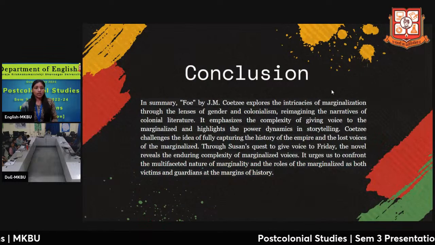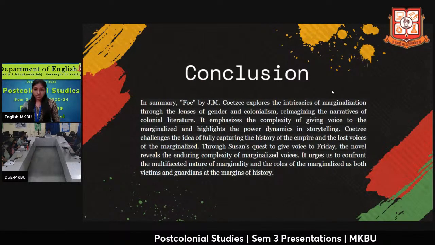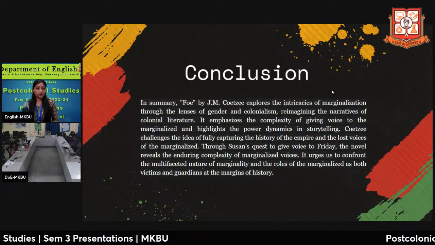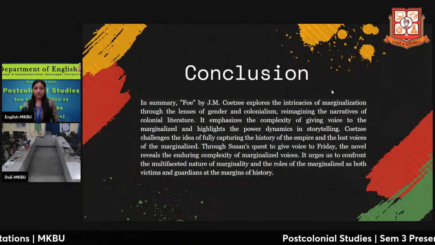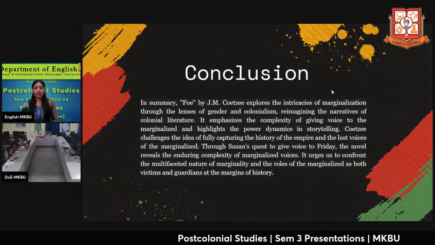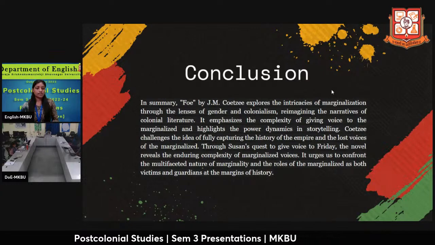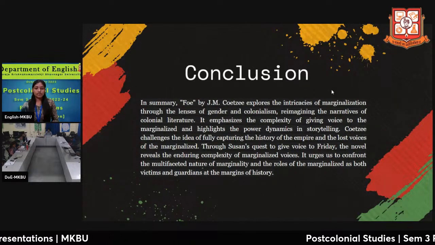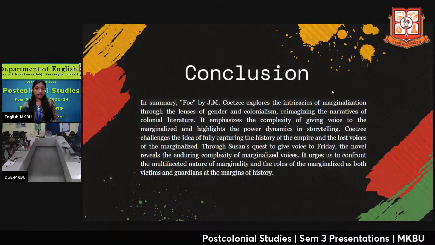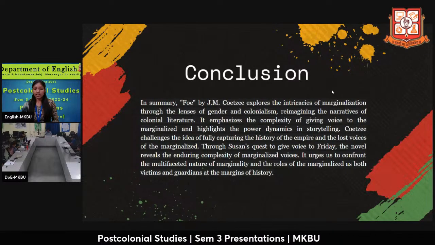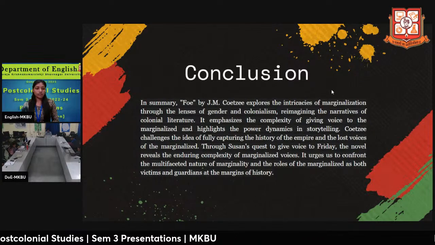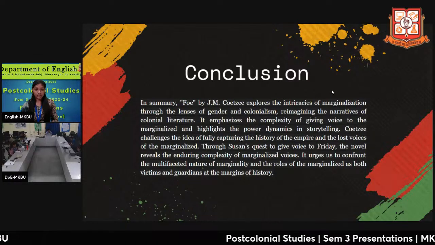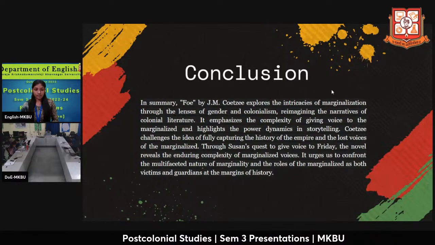So, in conclusion, Foe by J. M. Coetzee explored the intricacies of marginalization through the lenses of gender and colonialism, reimagining the narratives of colonial literature. It emphasized the complexity of giving voice to the marginalized and highlights the power dynamics in storytelling. Coetzee challenges the idea of fully capturing the history of the empire and the lost voices of the marginalized. Through Susan's quest to give voice to Friday, the novel reveals the enduring complexity of marginalized voice. It urges us to confront the multifaceted nature of marginality and the roles of the marginalized as both victims and guardians at the margins of history.